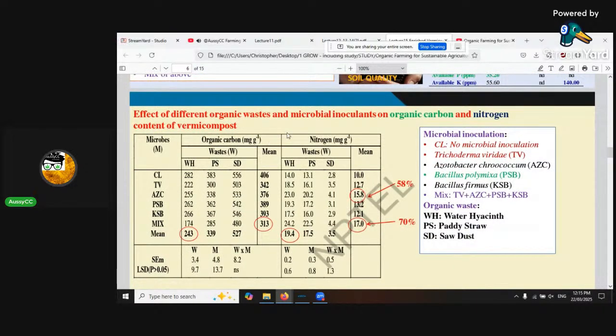What's this? This is a test that's been done showing the results of the effect of different organic wastes and microbial inoculants on organic carbon and nitrogen content in vermicompost. Right, so over here on the right, the microbial inoculation, it's got their little symbols at the end, and the organic wastes are the water hyacinth, paddy straw, and sawdust in those abbreviations. So over here we've got the control, which is up top, and you can see all these ones that are better, mostly below.